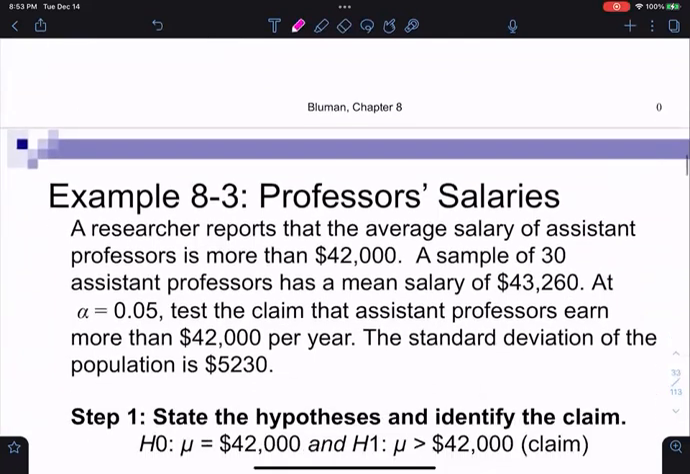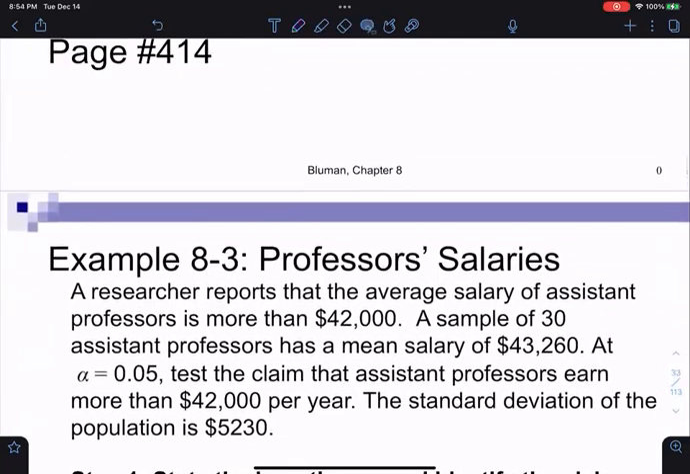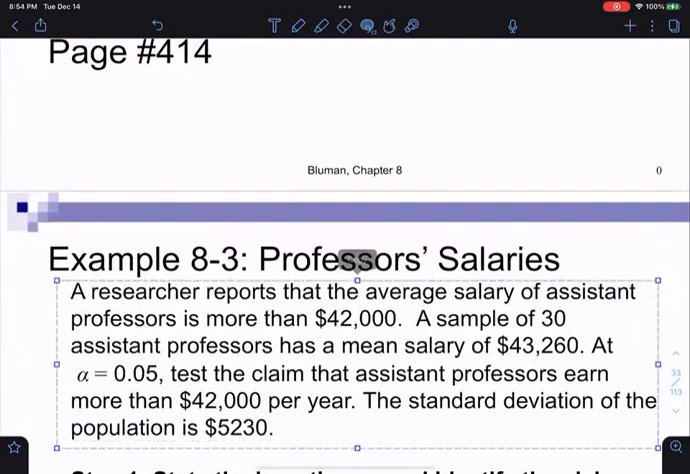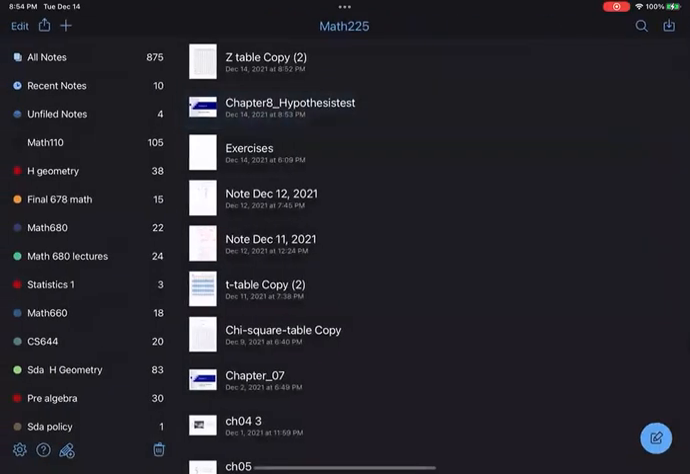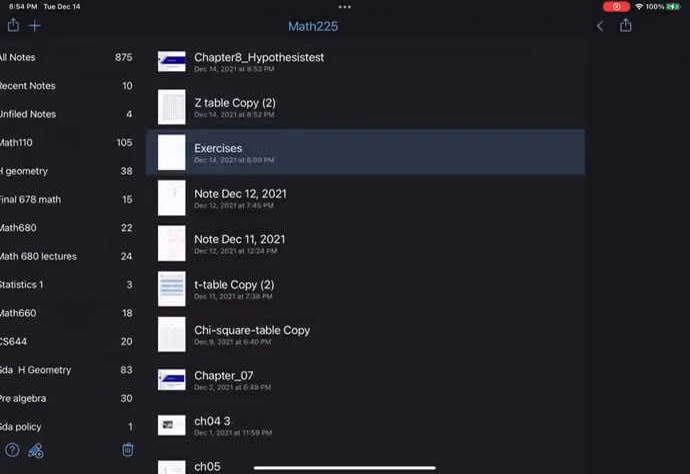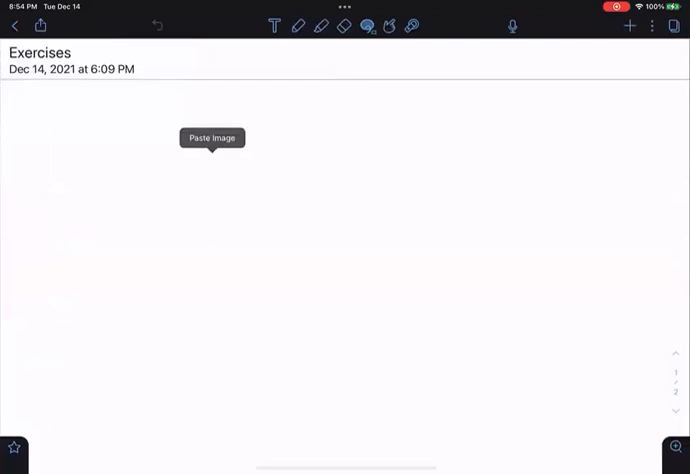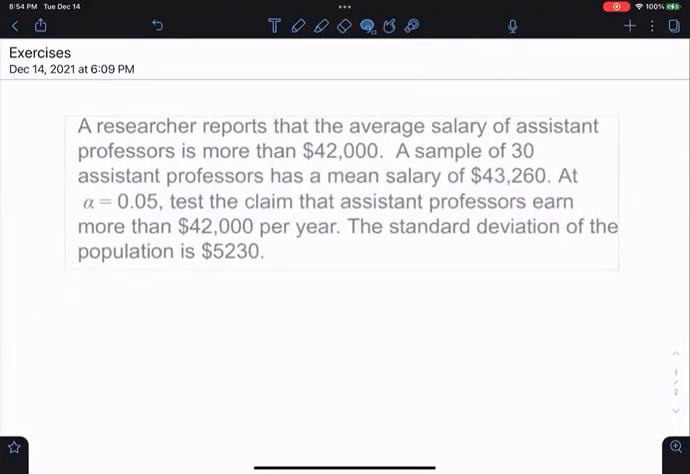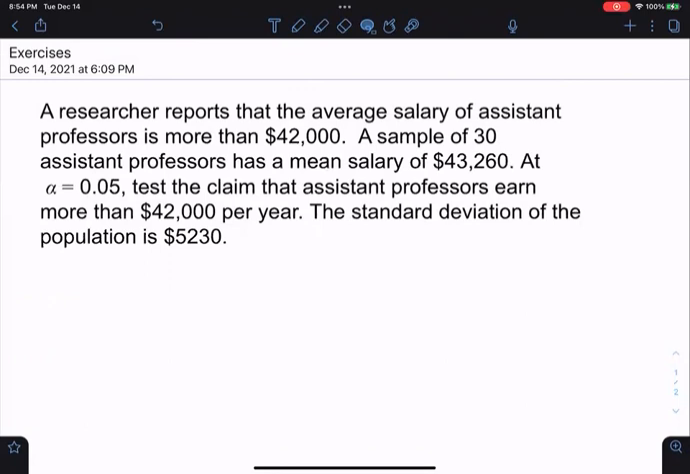So let's do an example. I'm going to do the example on another page, so we don't need to look back and forth. So this is what they're asking. A researcher reports that the average salary of an assistant professor is more than 42,000.